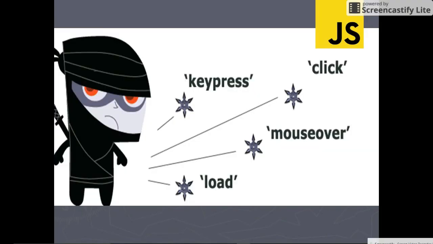So what is event handling? Imagine a case where a ninja throws various weapons at you with very rapid speed. This is a typical event a ninja is generating. A ninja can throw a key press, a click, a mouse over, and onload events. And the person who is supposed to catch these events is the JavaScript, handling the events and giving a certain response for any event that occurred.